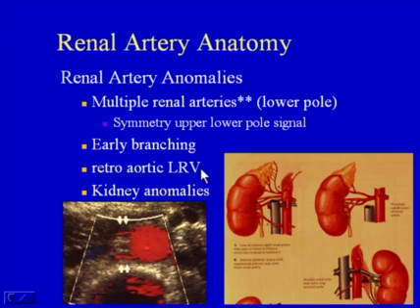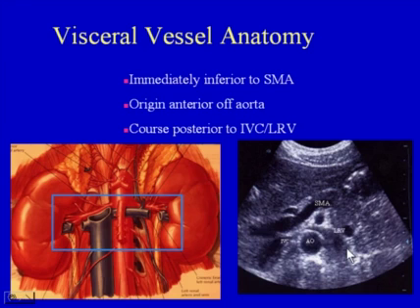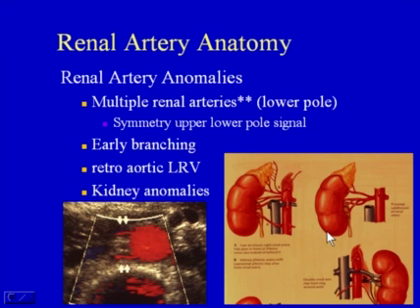Another anomaly could be a retroaortic left renal vein. As we noted in the image, we have the left renal vein crossing anteriorly over the aorta as one of our landmarks. If the left renal vein is retroaortic, it would cross beneath the aorta on the image, and if you were to try and find the renal arteries down here, you would never find them because they're actually up here. But this is one of the less common anomalies that occur in the renal arteries.